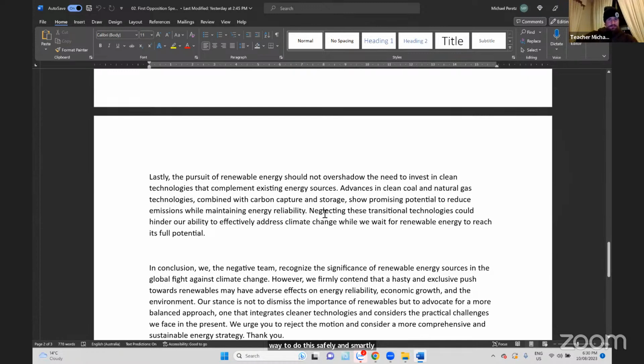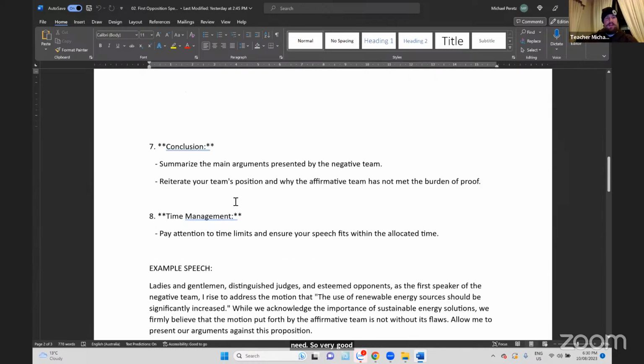So neglecting these transitional technologies could hinder our ability to effectively address climate change while we wait for renewable energy to reach its full potential. So again, we can transition slowly. We don't have to do it now. And we can wait for the technology to catch up with the need. So very good arguments there made by the opposition.